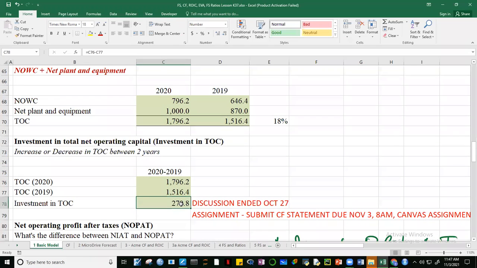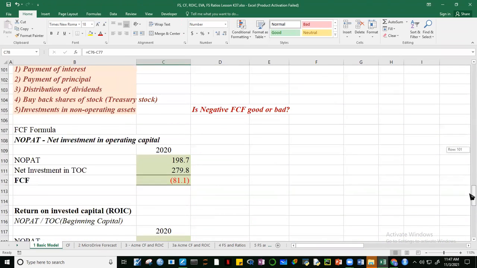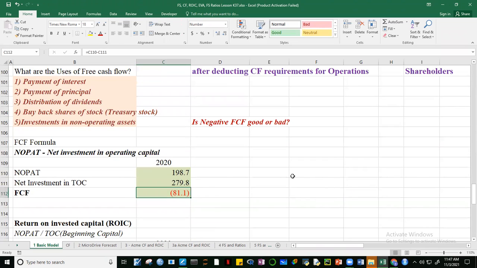279.8, because the operating capital increased in 2020. At the start of the year, there was 1516. At the end of the year, it was already 1796.2, for a total increment of 279.8. So it increased by around 280. In that case, guys, our free cash flow was negative because the company was heavily investing in its operating assets. And that could be a signal that the company perceives that there will be greater sales, not only this year, but in the near future.